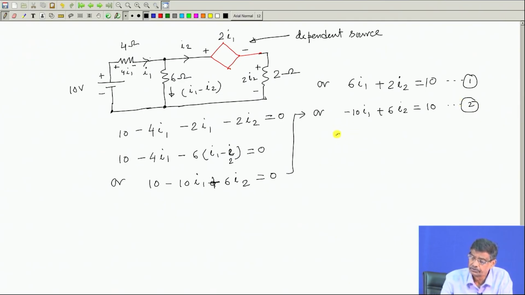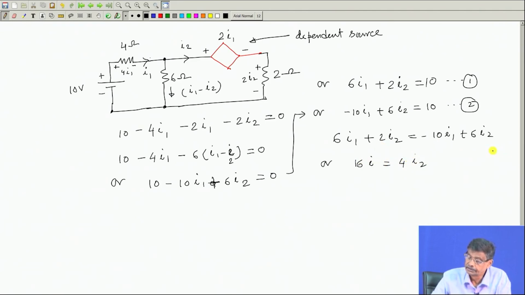So, equate these two, you will get the relationship 6 I 1 plus 2 I 2 is equal to minus 10 I 1 plus 6 I 2, or 16 I 1 is equal to 4 I 2. You take to this side. So, therefore, 4 I 1 is equal to I 2.